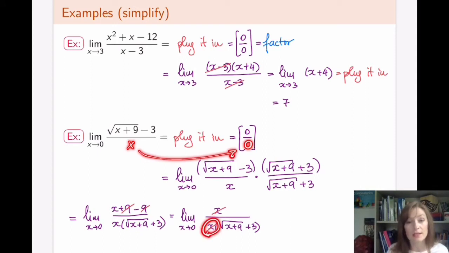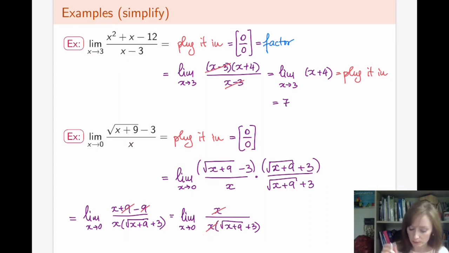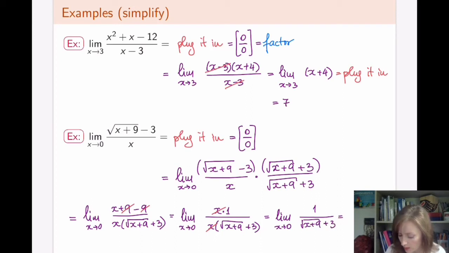Now I've canceled this x out, so hopefully that issue went away and I can just plug it in and get a number. Okay? So what happens here? Well, x on top went away, and there's 1 that was remaining, so now I can plug it in. What am I going to get? Actually, let me just rewrite this. Limit as x goes to 0 of 1. Note that I've canceled out x. I didn't cancel out all of the top. There's still going to be 1 remaining, so x plus 9 plus 3. And if I plug it in now, all I'm going to get is 1 over root 9 plus 3, so 1 over 6.